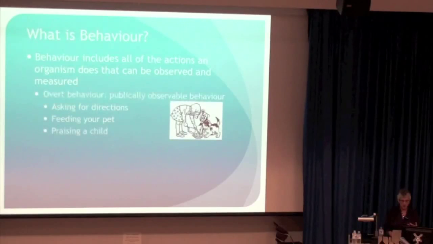Some of those are overt behaviors, that is, behaviors that are publicly observable. If I do these things, you can see them. So I can ask for directions, I can feed my pet, I can praise a child, I can eat lunch, I can stand in line for coffee, I can have a conversation. Those are all overt behaviors.